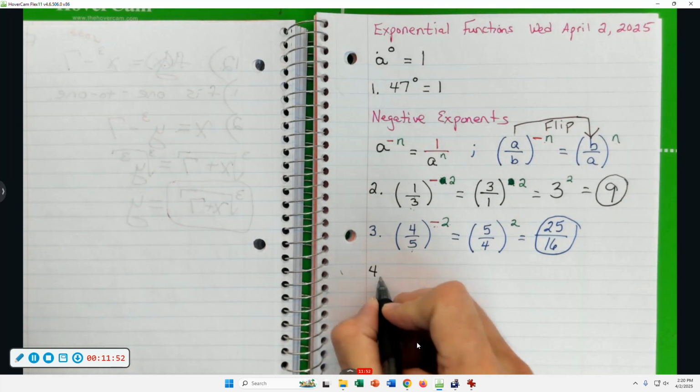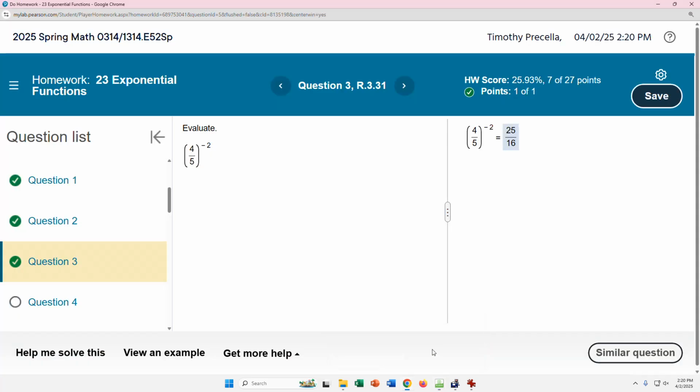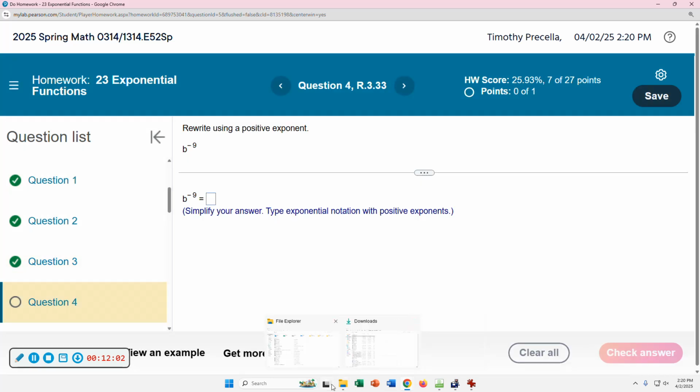Are we ready for number 4? B to the negative 9 power. What do the instructions say there? Rewrite using a positive exponent. Okay. This is one of those problems where you can complain that it looks like he just wrote down the problem and wrote down the answer, because it sort of is what I'm going to do. B to the negative 9.